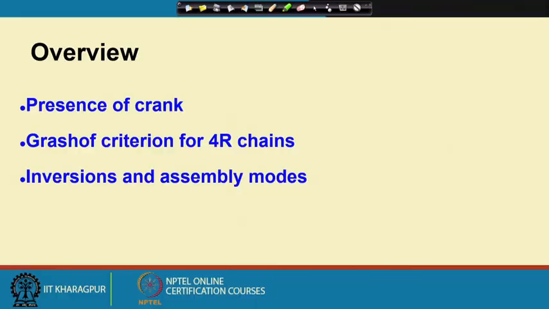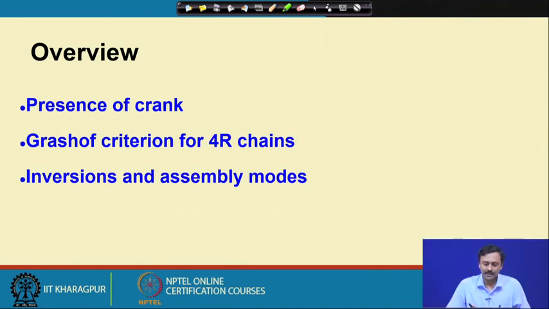In a number of applications of constrained mechanisms, we need one of the links, in particular the link that is hinged with the ground. We need a link which can rotate completely for various applications, and we are going to look at some of these examples. So, in today's lecture we are going to look at the presence of a crank. A crank is a link which is hinged with the ground and which can rotate completely.